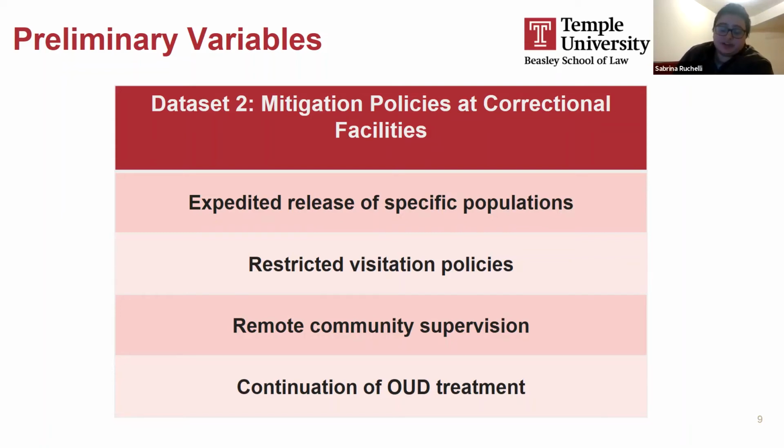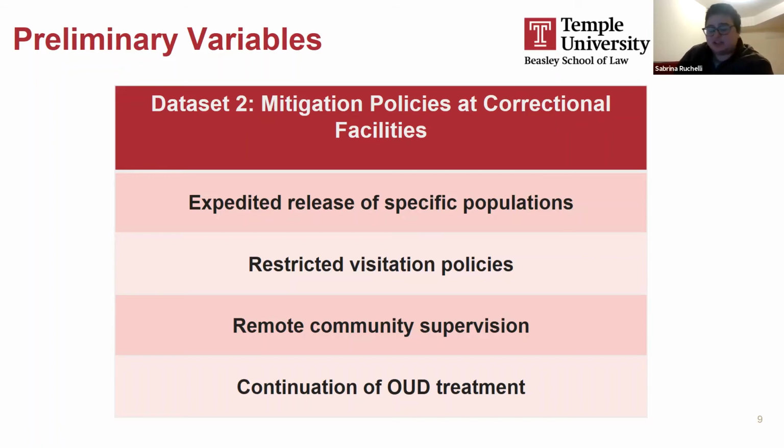These might change and develop over time as we continue through this project, but to start off with, we're anticipating looking at expedited release of specific at-risk populations, restricted visitation policies, remote community supervision, that is reduction of in-person contact for the use of video and remote community supervision for things like probation and parole hearings, and continuation of OUD treatment. So taking policies aimed at ensuring the continuation of OUD treatment from within correctional facilities for released populations.